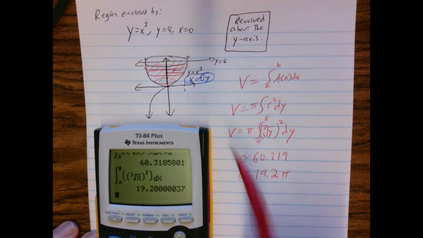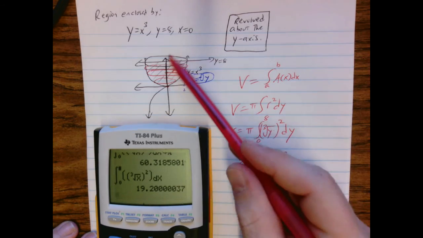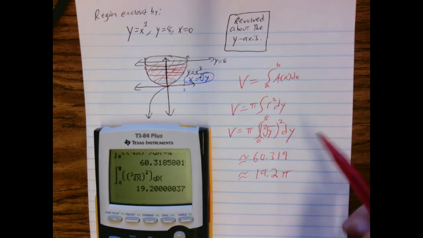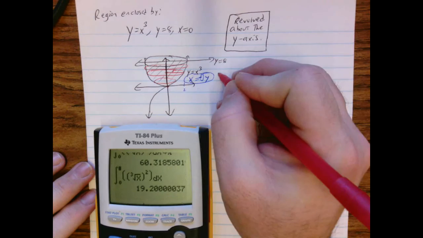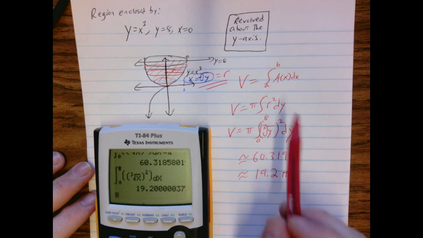Try to get yourself a really good picture. Determine if you're using the y-axis or the x-axis, or something vertical or something horizontal. And then your real key is to figure out what this radius is. That's going to be your key step. And then once you get there, it's really the same kind of process the whole way through.